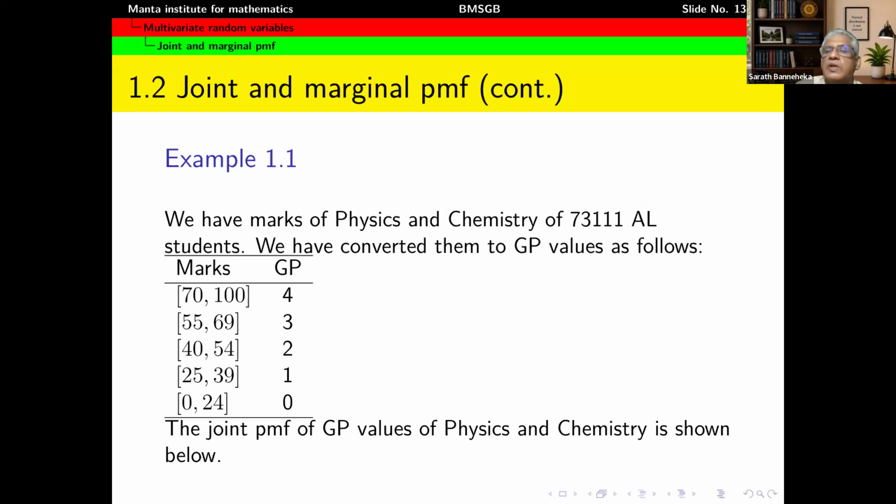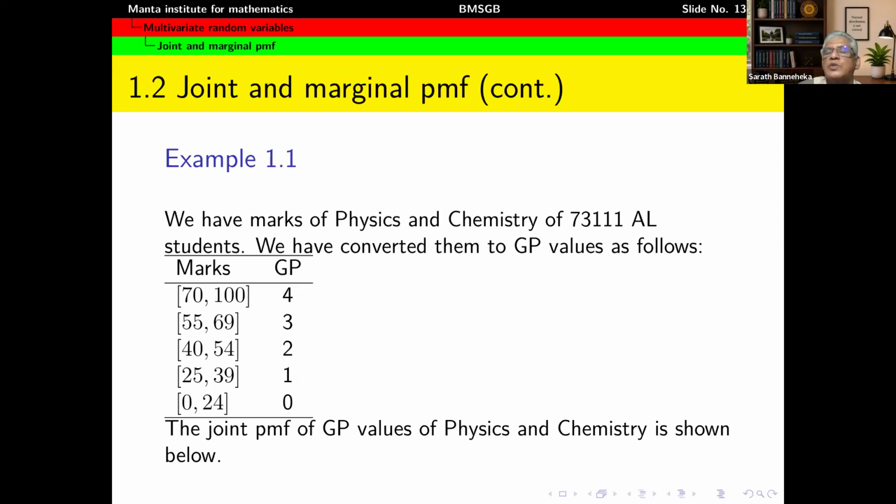For this, I have considered some real data. I have a large data set with marks for physics and chemistry of about 73,000 A-level students. So I have paired observations. Each person has a physics mark and a chemistry mark. And I have such pairs for about 73,000 students coming from A level. But the marks are usually numbers between 0 and 100.